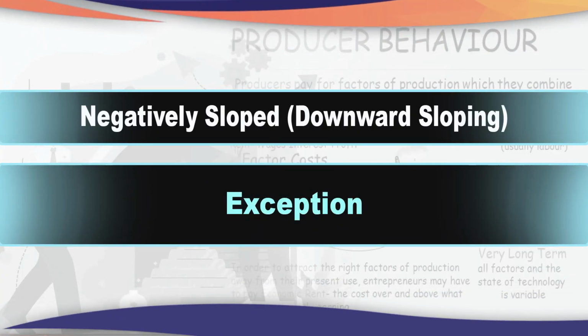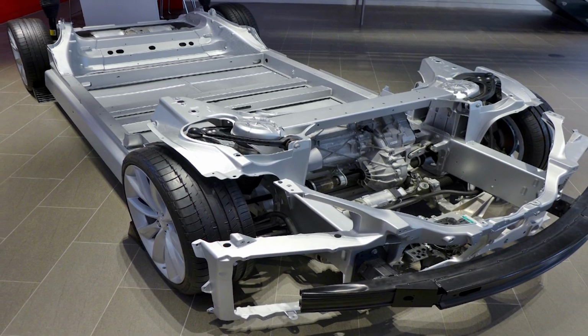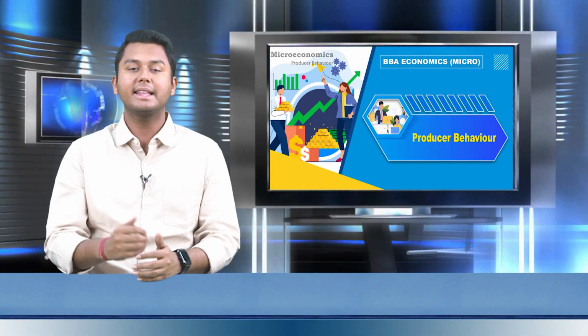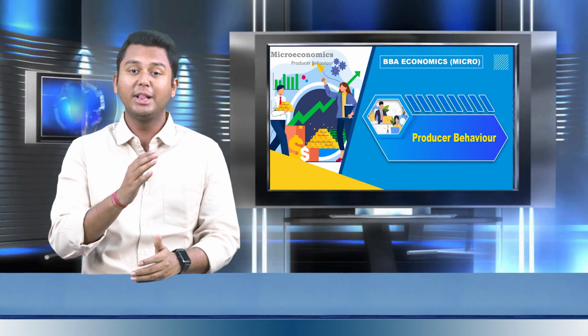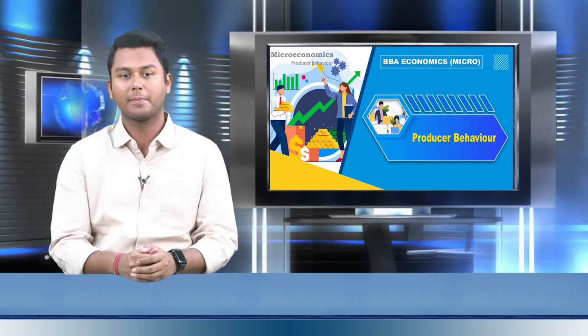Looking at an exception, if inputs are perfect complements like a car chassis and wheels which are used in fixed proportions, then the isoquant will not be downward sloping and it will be an L-shaped isoquant.